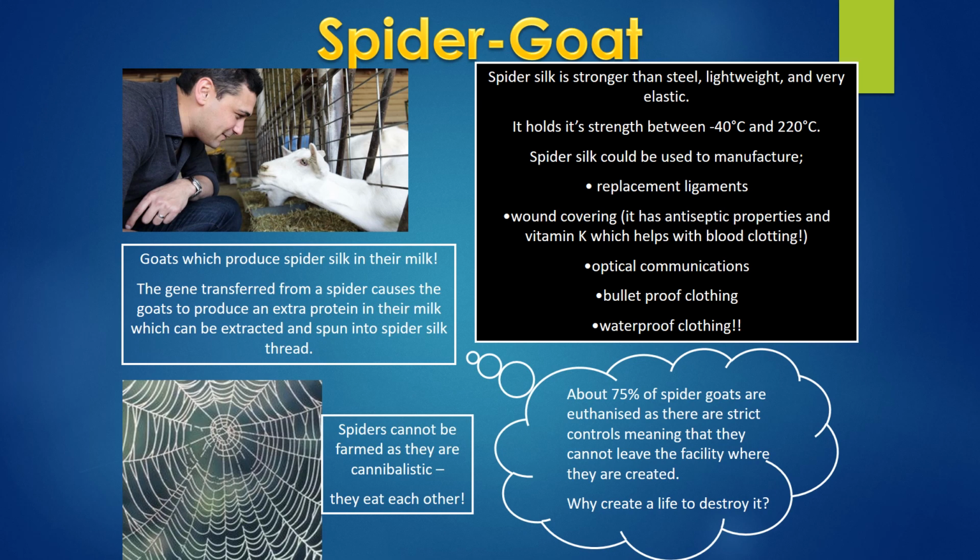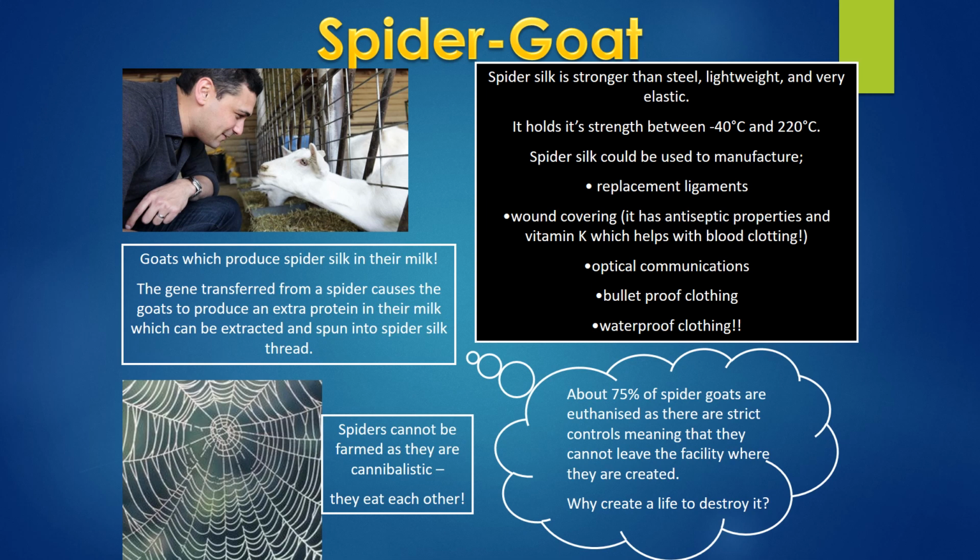Now, this is good because spider silk is so strong when it's wound together, stronger than steel, lightweight, very elastic. It has a range of temperatures it can hold between, so it's really, really good. And they were looking at using it to replace ligaments, make waterproof clothing, bulletproof clothing, etc., because it's so strong.